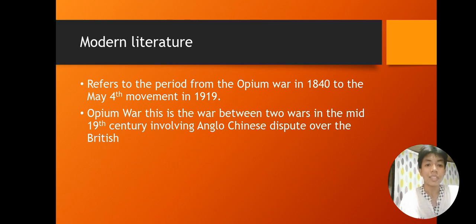The Opium War was a war in the mid-19th century involving an Anglo-Chinese dispute over the British. So, Western influence permeated China through colonial modernism. Chinese literature emerged, characterized by patriotic and socially conscious themes reflecting the nation's struggles and reform, performed through novels, poetry, and other works.